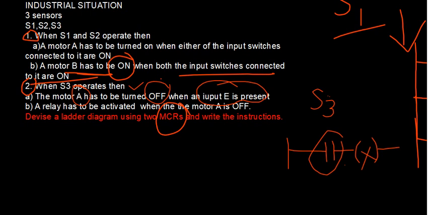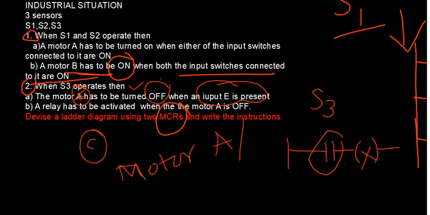Then another case here for this, that is a relay has to be activated. Please note that the relay is an output device here. A relay has to be activated when the motor A is off or when the motor C is off. That means the output contacts of the motor A will come somewhere here, that will again take you to the relay here, right? So that means when the motor is off, your relay is turning off the entire circuit there. That could be the meaning, right?